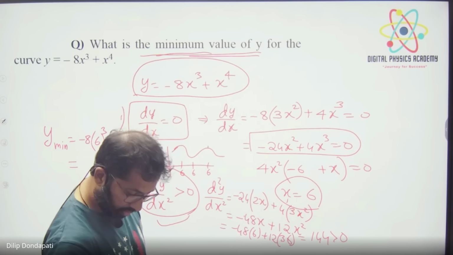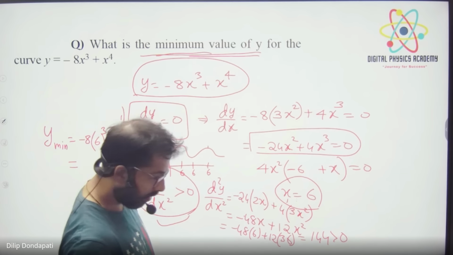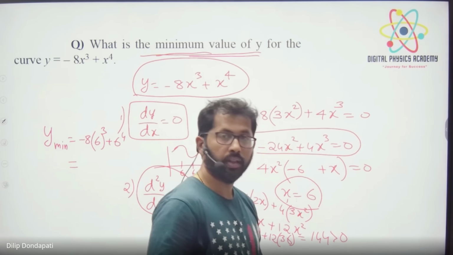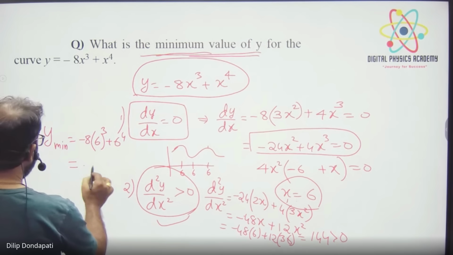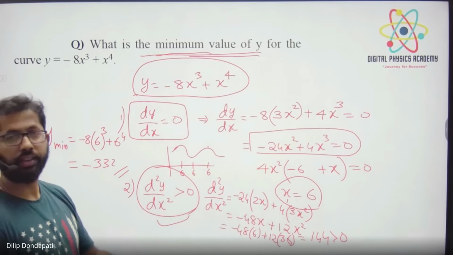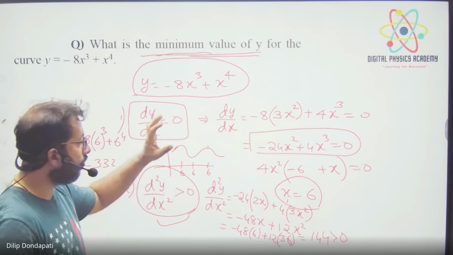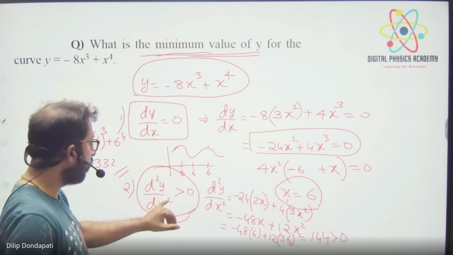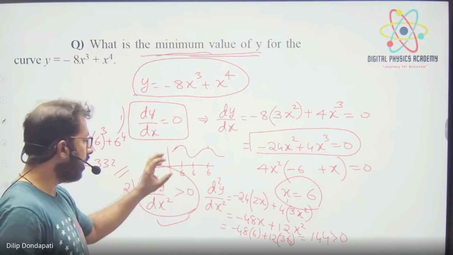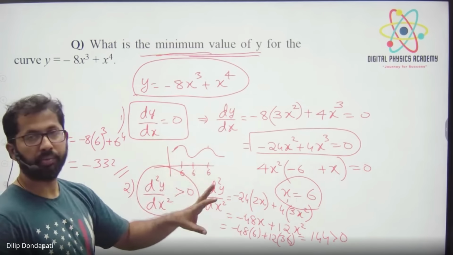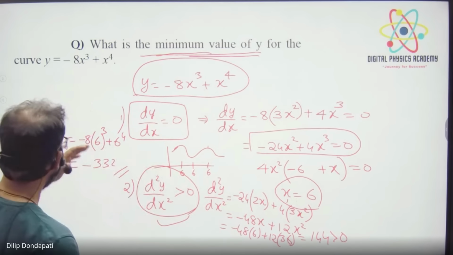Minus 332. So a negative value will come. Minus how much? Minus 332. Okay. So this is the minimum value you will get. Understanding? So for checking, what is the condition for a minimum? d square y by dx square is greater than 0, it is minimum. And if it is less than 0, it is maximum. For checking. Okay.